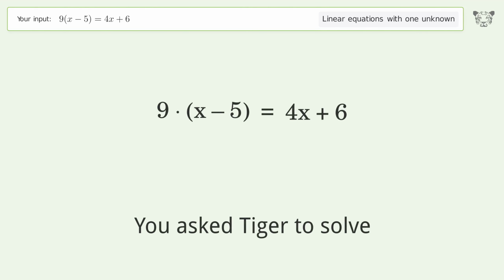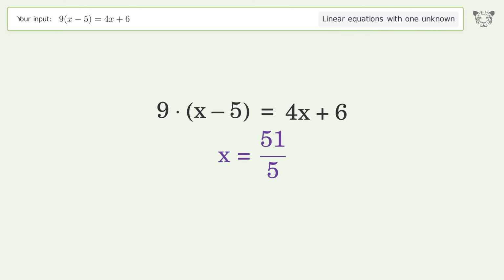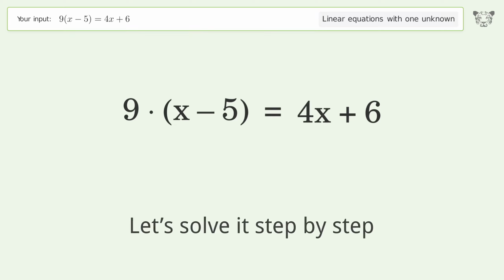You ask Tiger to solve. This deals with linear equations with one unknown. The final result is x equals 51/5. Let's solve it step by step.